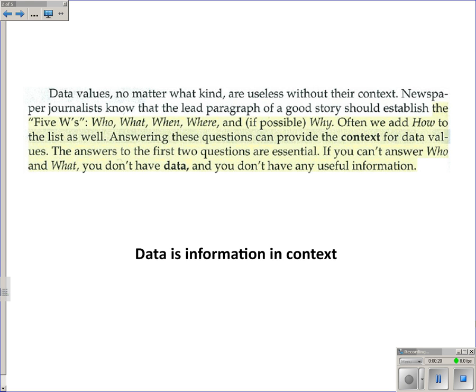We try to answer the 5 W's: who, what, where, when, and if possible, why and how, if we know that. As much context, as much information as we have about our data, the better off we'll be. But data is information in context.